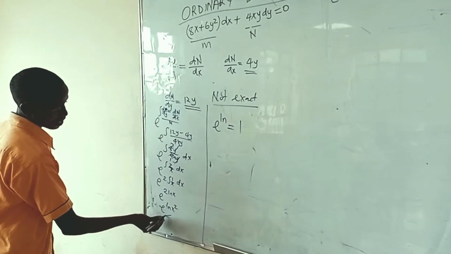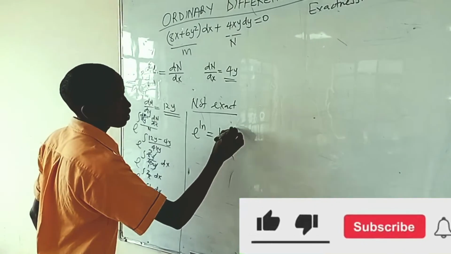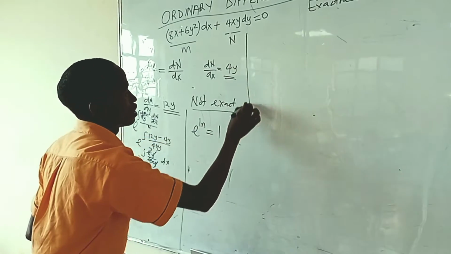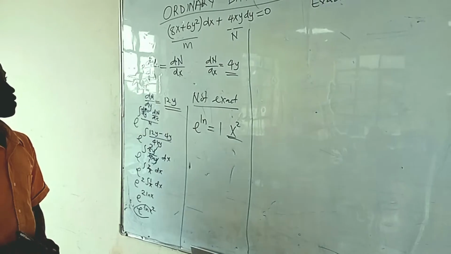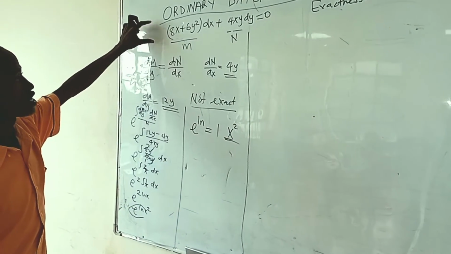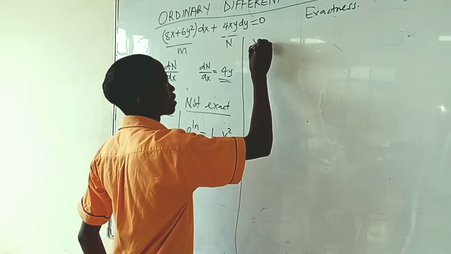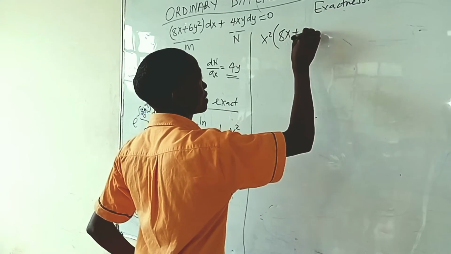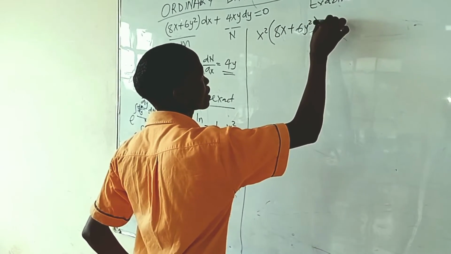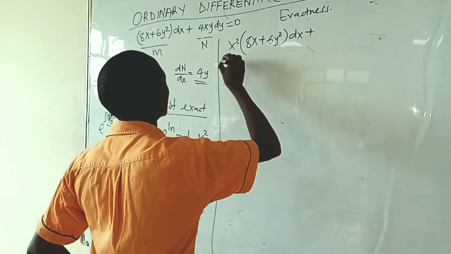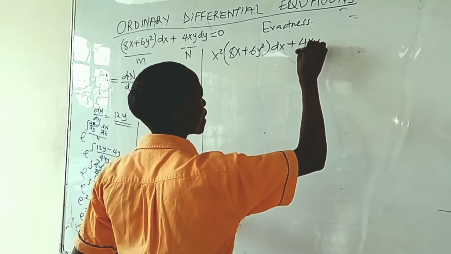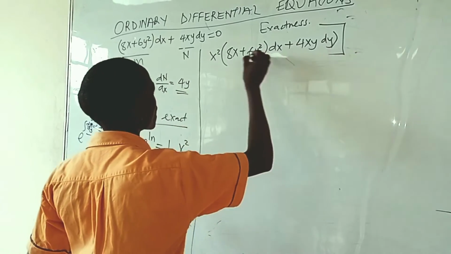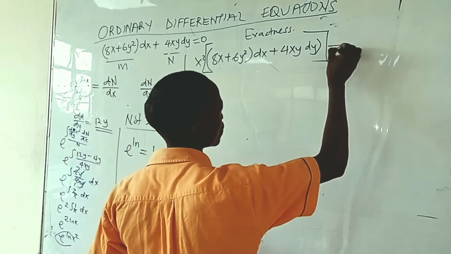So what you get here is just the x squared, and our x squared is our integrating factor. So if you have the integrating factor now, what you normally do, you multiply through here. So it is x squared multiplied by 8x plus 6y squared, and this is dx, plus the other one was 4xy dy. Then check whether now you are multiplying through by our integrating factor, check whether you get 0.